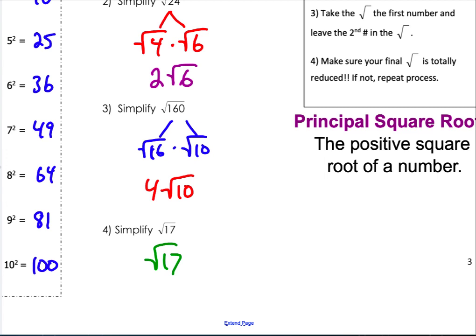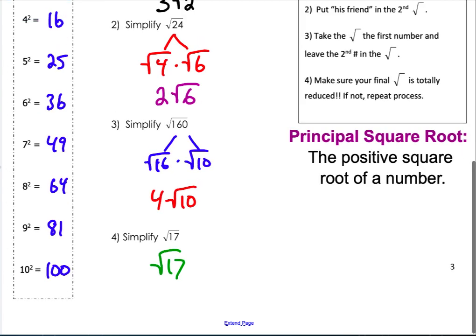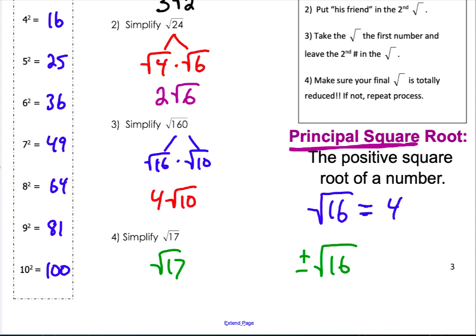But here's one of the little notes. You'll notice that when we're doing this, we're always coming out with a positive version. That's called the principal square root. So when we just see the square root symbol of a number, we just want the positive version of it. Square root of 16 is positive 4. If we want both square roots, the positive and negative, you'll see it written like this. When we see the positive and negative in front of it, we want both the positive 4 and the negative 4 for our square roots. But if we see just the square root of a number, we just want that positive version of it. It's called the principal square root.